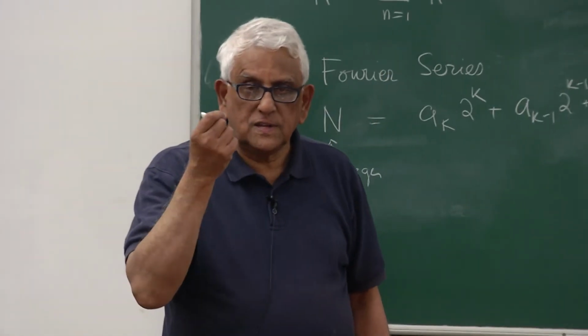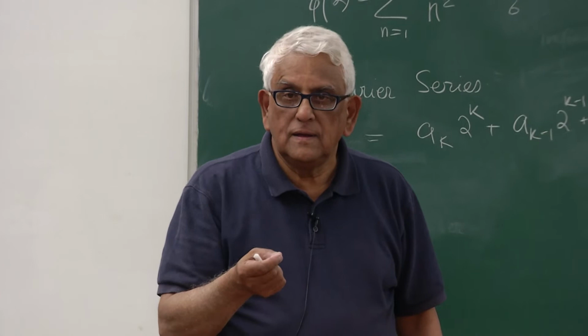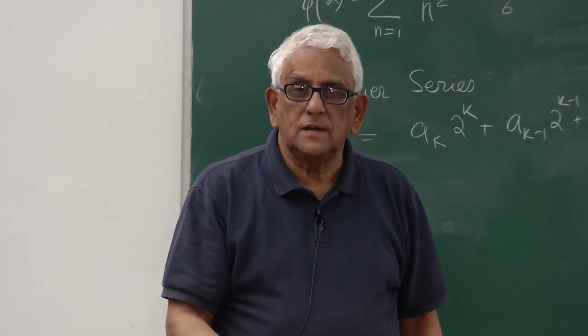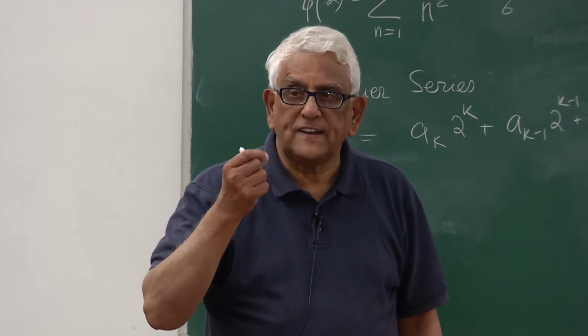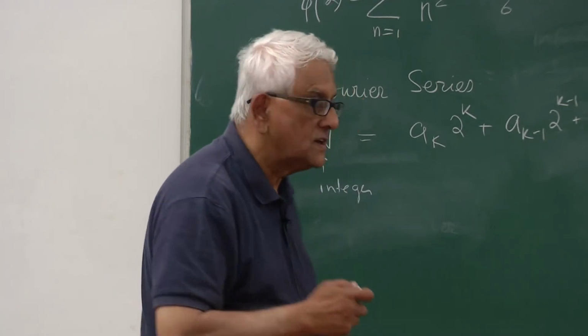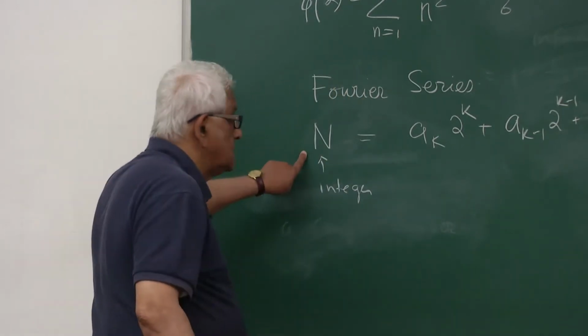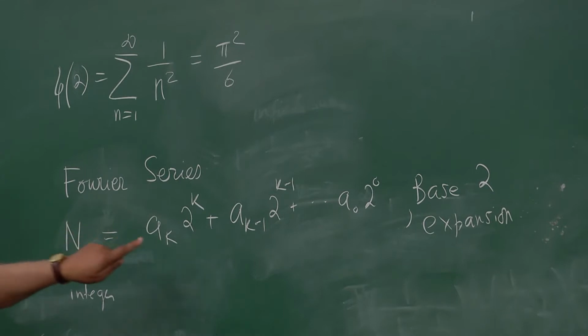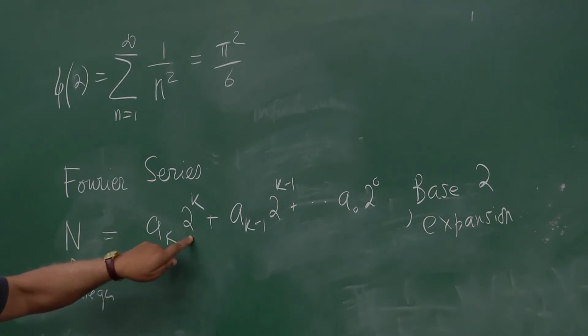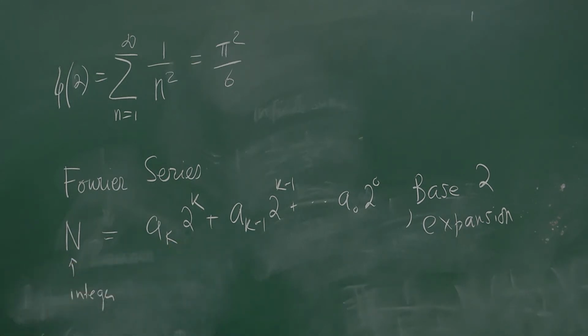So it tells you that any integer can be written in terms of a fixed integer. In this case, n is an arbitrary integer and 2 is a fixed integer. Instead of 2, we can put 3 or the more familiar 10. Then we have a base 10 expansion, right?